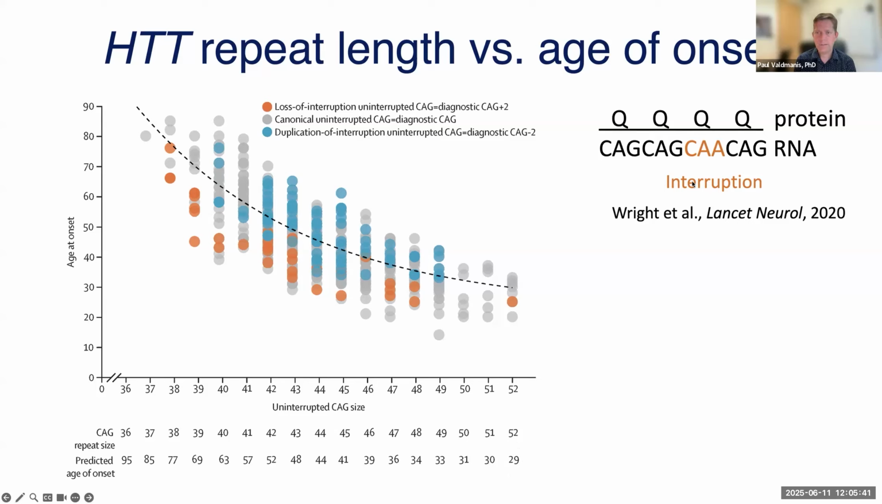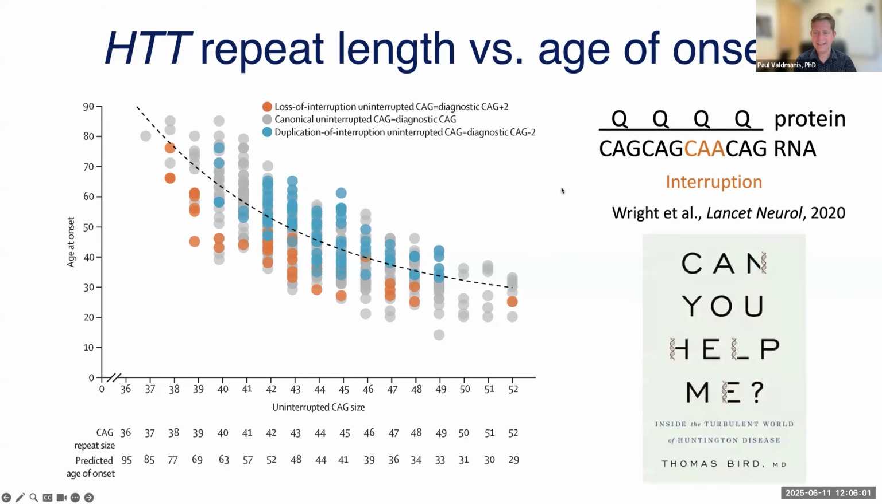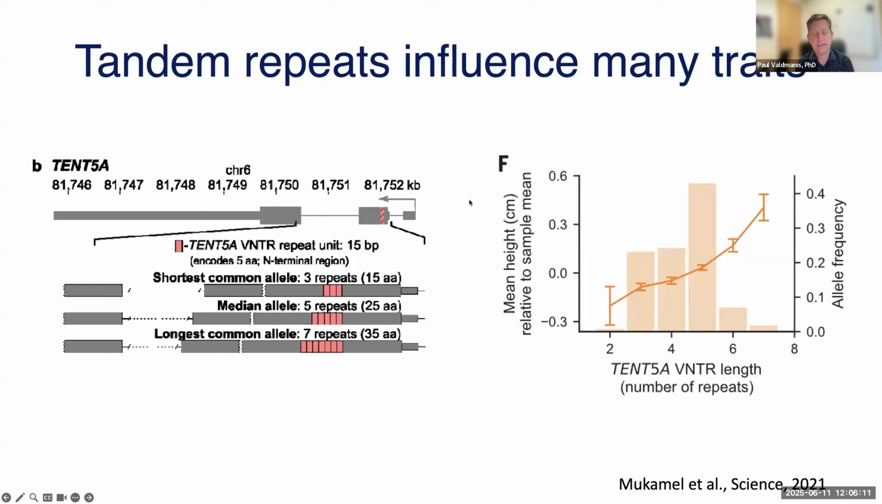And there are sequence interruptions within this repeat motif that can alter this risk and the age of onset. But this indicates that often it's the CAG RNA repeat rather than the polyglutamine protein that is critical for this age of onset association. And if you want to learn more about Huntington's disease, Tom Bird in the Division of Medical Genetics in the Department of Neurology has written an excellent book on the topic of individuals that he's seen with the CAG repeat expansions in Huntington's disease.